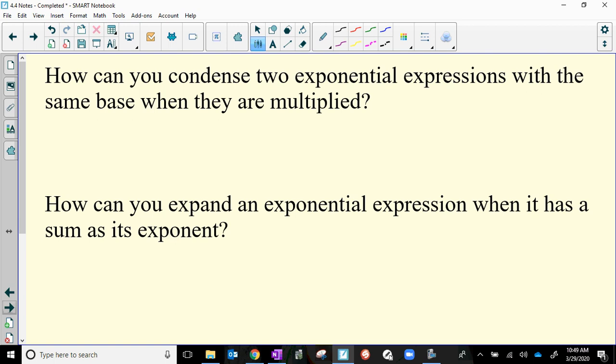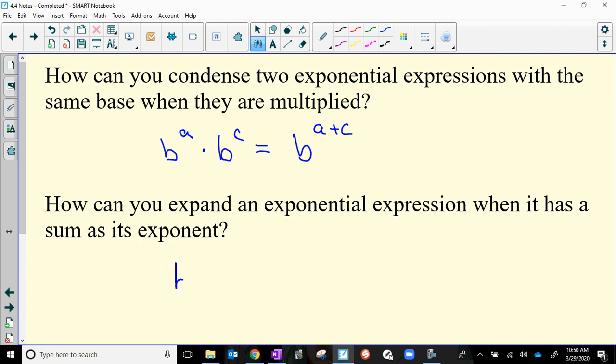So how can you condense two exponential expressions with the same base when they are multiplied? So if we have something with a base raised to a power times something with a base raised to another power, how can we simplify that? Well, since Algebra 1, we learned that we are going to add those exponents. Now, these rules are an equal sign, not a one-way arrow. So you should be able to work them backwards.